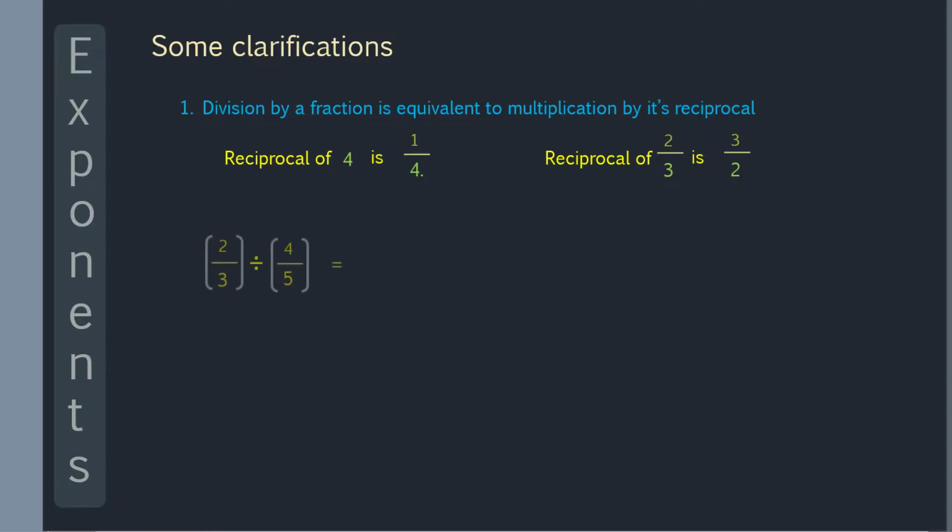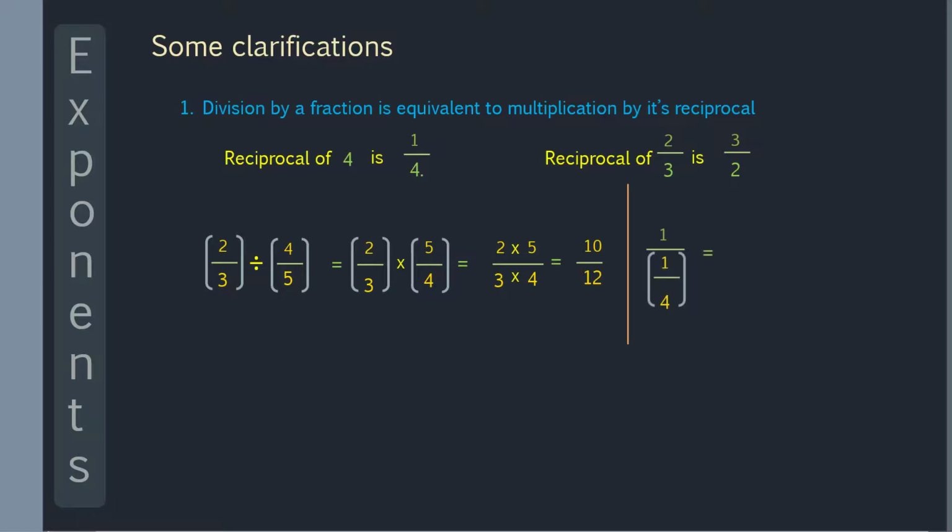Suppose we divide the fraction 2 by 3 by 4 by 5. This division may be converted to multiplication by using the reciprocal of the divisor. So this becomes 2 by 3 into 5 by 4, which is again equal to 2 into 5 divided by 3 into 4, which is equal to 10 by 12. Another example is 1 divided by 1 by 4. Dividing 1 by 1 by 4 is same as multiplying 1 with reciprocal of 1 by 4. So it becomes 1 times 4, that is equal to 4.